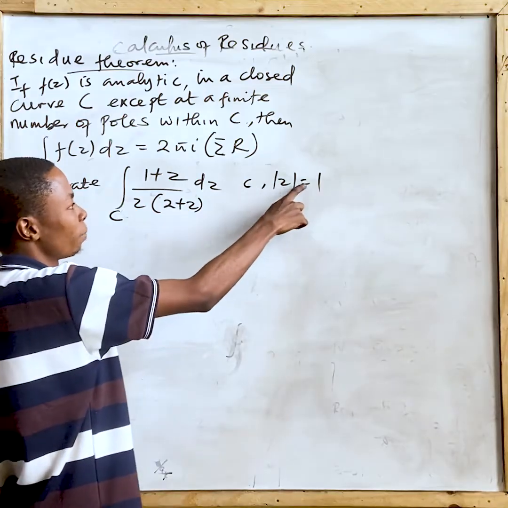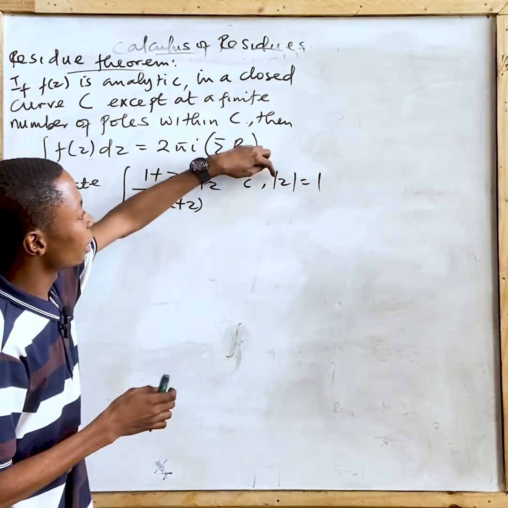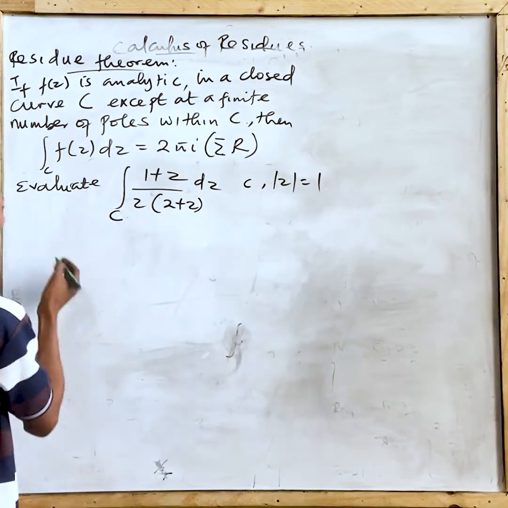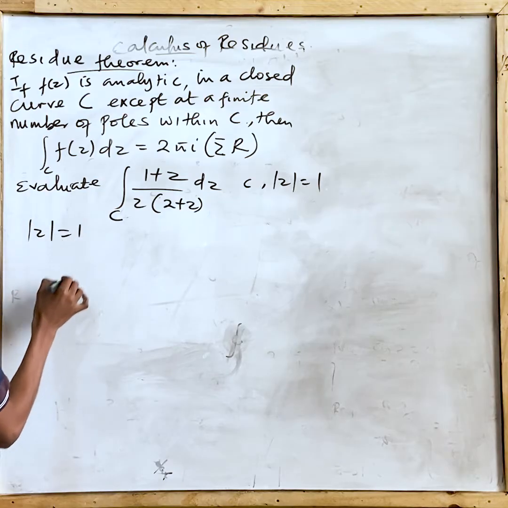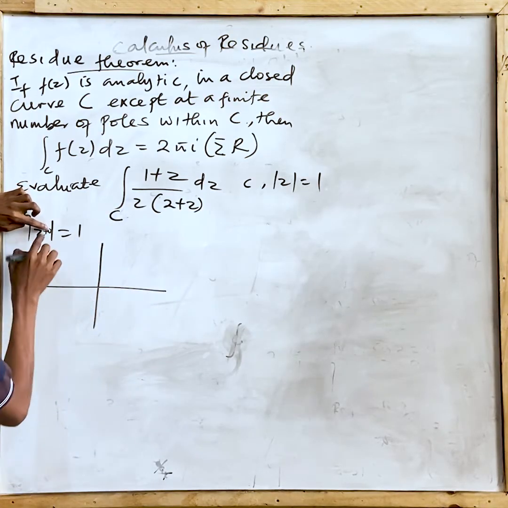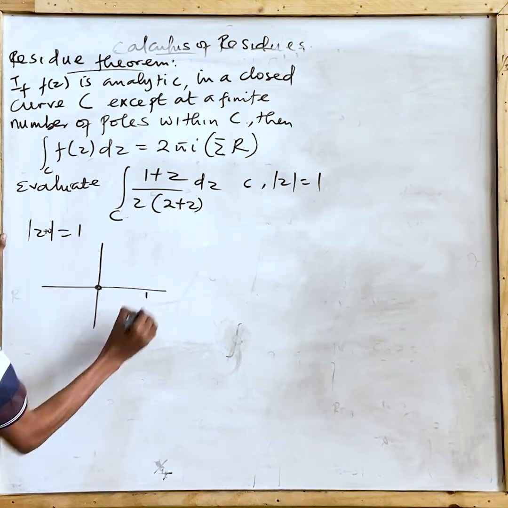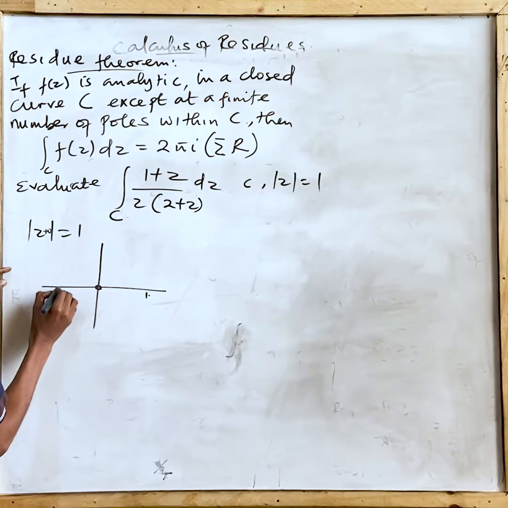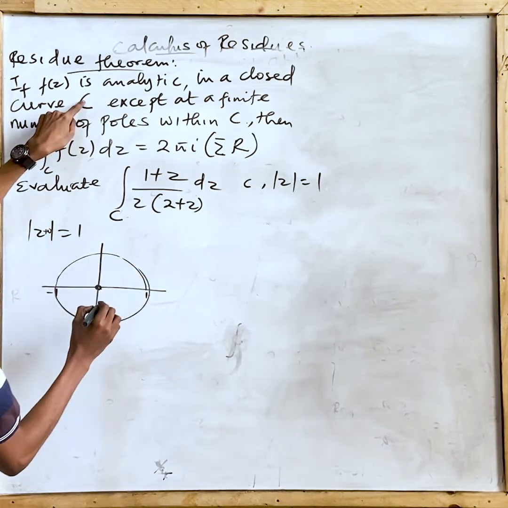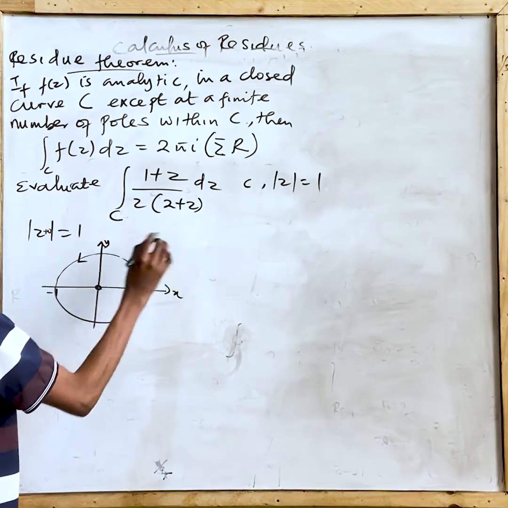What is the meaning of absolute value of z equals 1? The first thing is that it is a circle centered at 0 with radius 1. You first sketch the contour. This is like |z + 0|, right? Centered at 0, radius equals 1. It means this is 1, and if the radius is 1, this side will also be minus 1. Then you sketch the contour. That was our C. This is y and this is x.